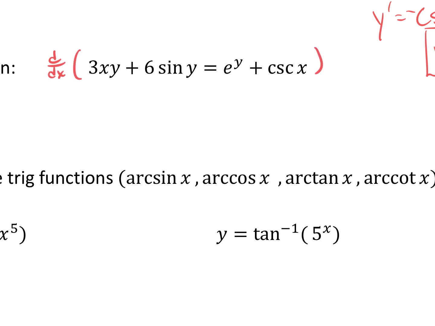So we've got the product rule. Here we have 3x times y. The derivative of the first is 3 times the second, plus the first, 3x, times the derivative of the second. Well, the derivative of y is dy dx.